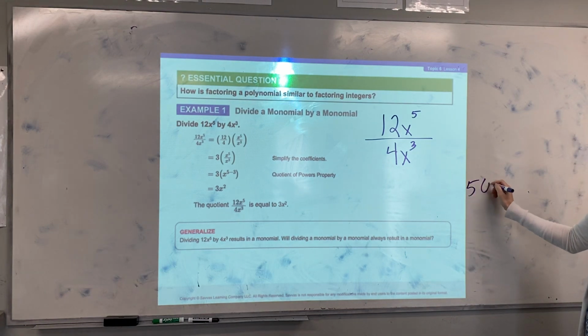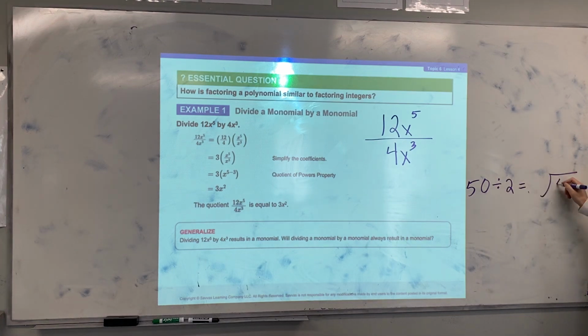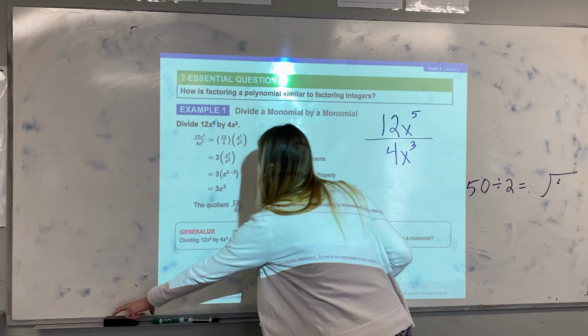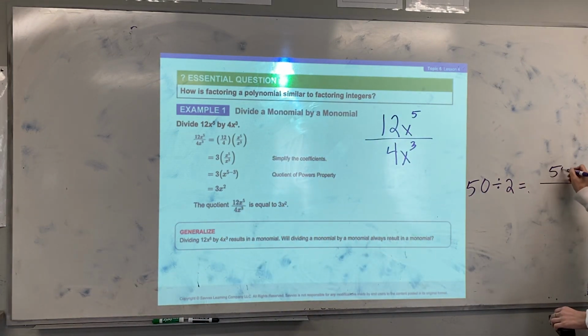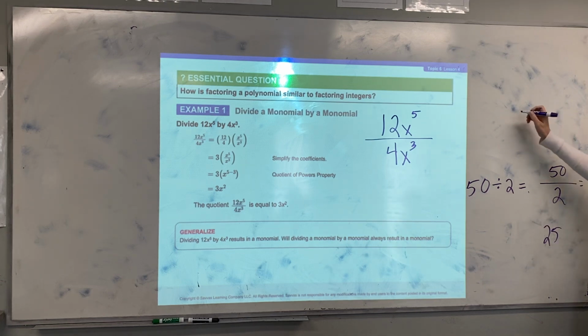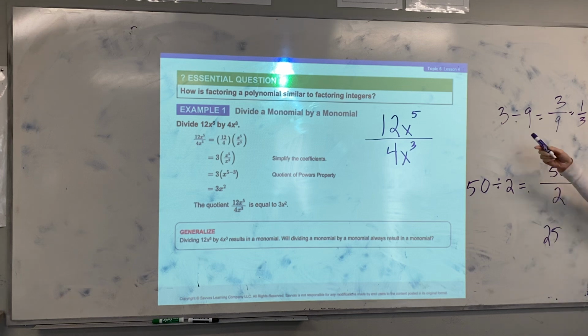Even 50 divided by 2. We can write it as 50 divided by 2 and then get the answer, right? If I have 3 divided by 9, we can write that as 3 divided by 9 and then get our answer. See how it's good to write it as a division bar or a fraction? That's kind of smart, just in case you end up with a fraction.